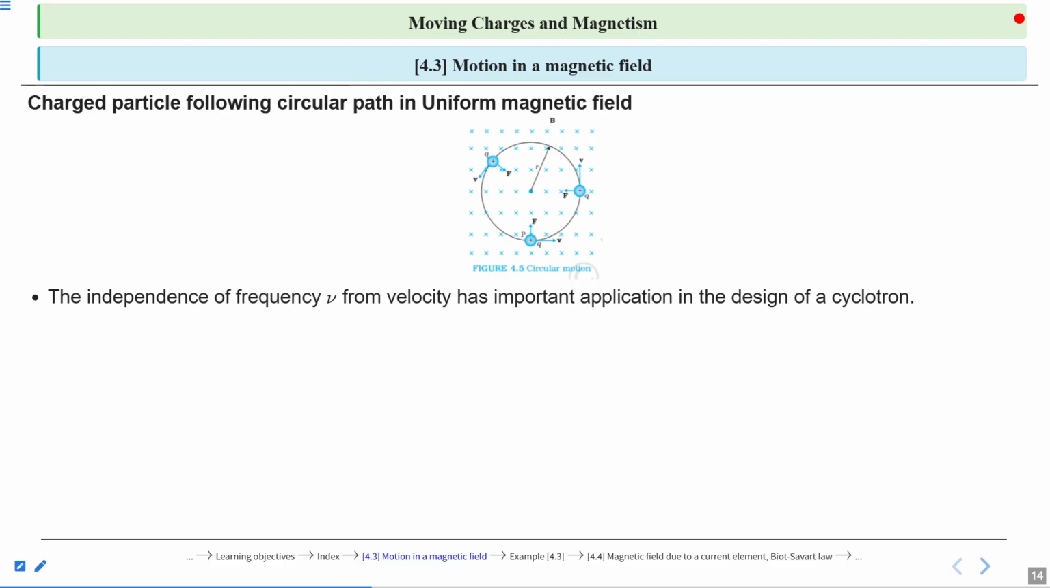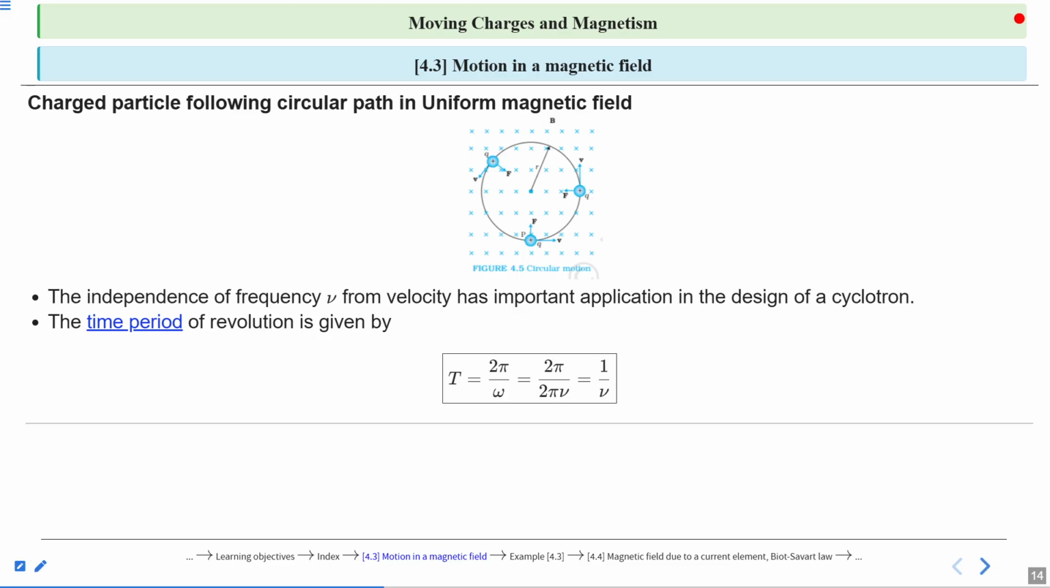The independence of frequency nu from velocity has an important application in the design of the cyclotron. A device called the cyclotron is used to accelerate charges to a very high speed. So that independence of frequency nu from the velocity has an important application in the design of the cyclotron.